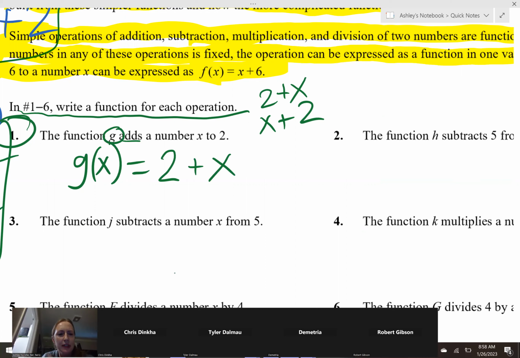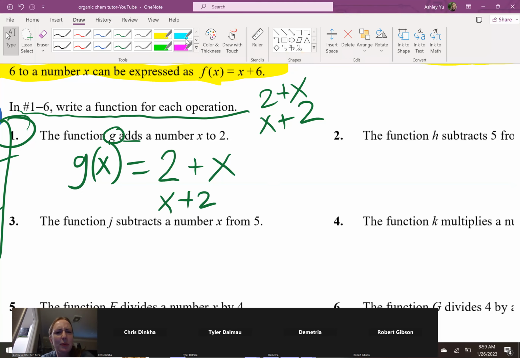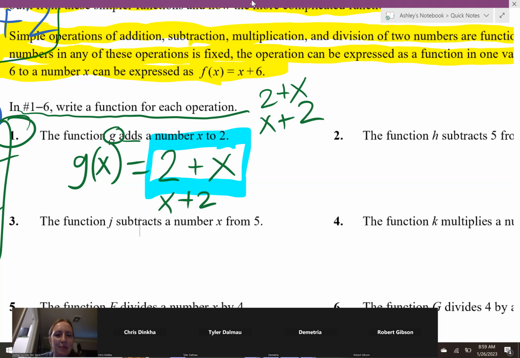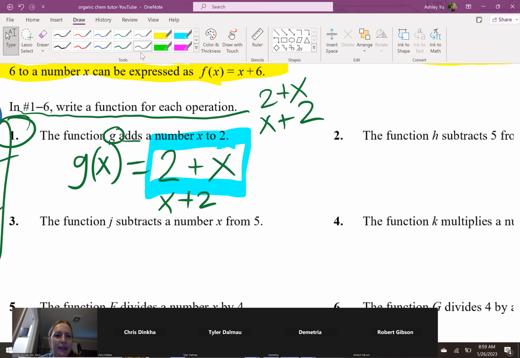But if they had said it backwards, if they had said the function g adds 2 to a number x, then that sounds like x was already there, so I'll put plus 2 afterwards. Like I said, in this one it doesn't actually matter. That would be a correct answer, or the other way, just because of the way addition works. It doesn't matter what order the two numbers are in. But we want to get in the habit of putting things in the order that they give it to us, because it does matter with multiplication, division, or subtraction. So it's probably better to write it the way we circled.